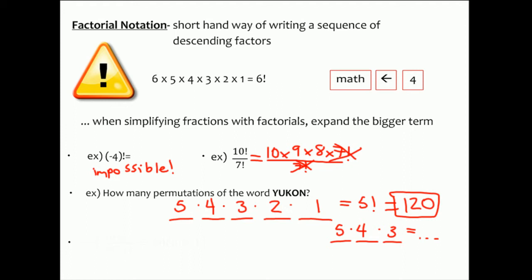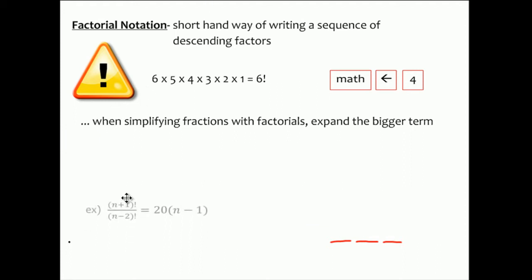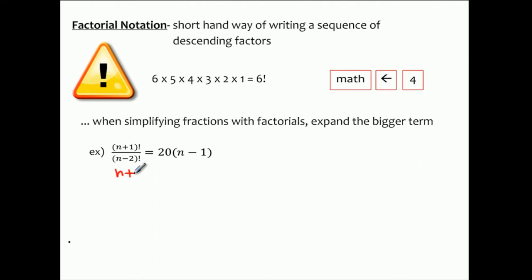I've got one more example that I'd like to go over for factorial notation. So here's the question. If we have this expression and we want to solve for n, look at this tip right here: simplify fractions, expand the bigger term first. So we have a fraction here with factorials in it. We expand the bigger term. The bigger term is n plus 1, so if we were to expand this, we have n plus 1.